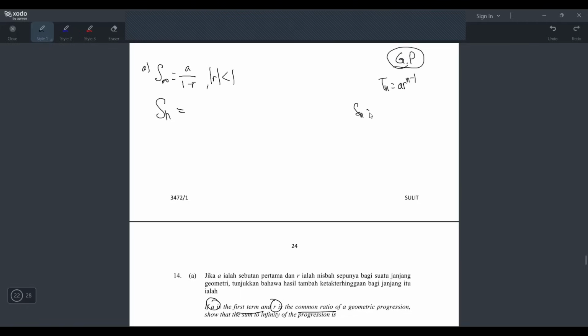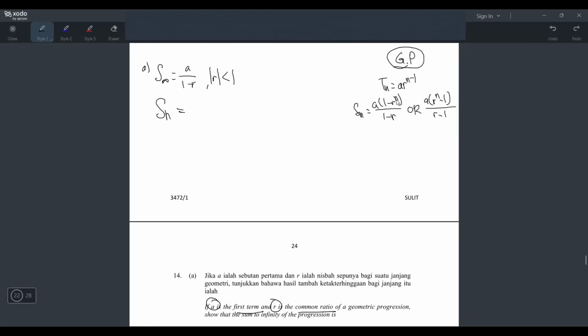Next formula is Sn, and there are two formulas for Sn. One has the denominator 1 minus r, the other has the denominator r minus 1. If the denominator is 1 minus r, then in the numerator you write A bracket 1 minus r power n. But if the denominator is r minus 1, then in the numerator you write A, with no bracket, so A and then bracket r power n minus 1.